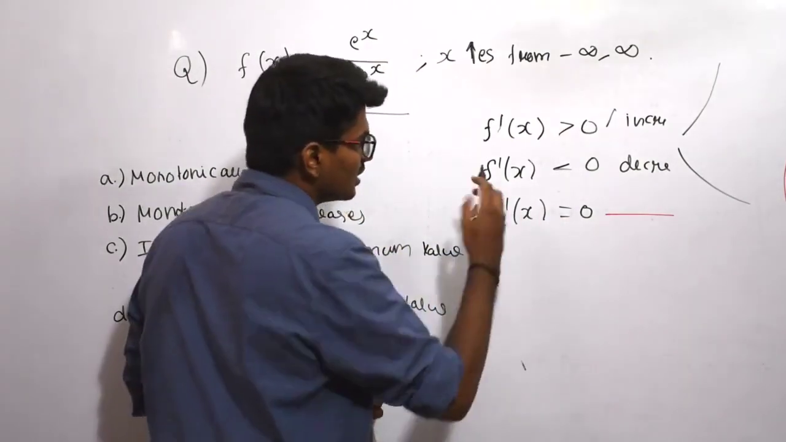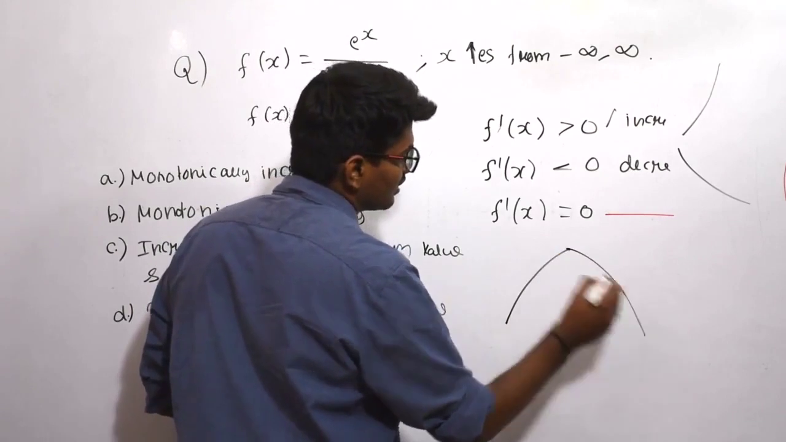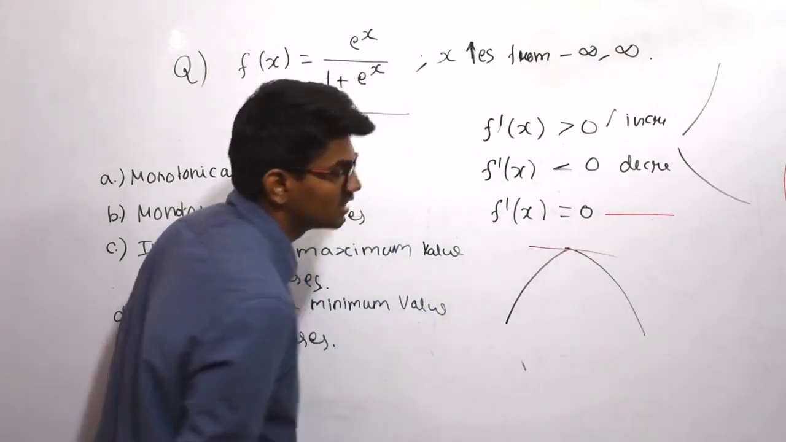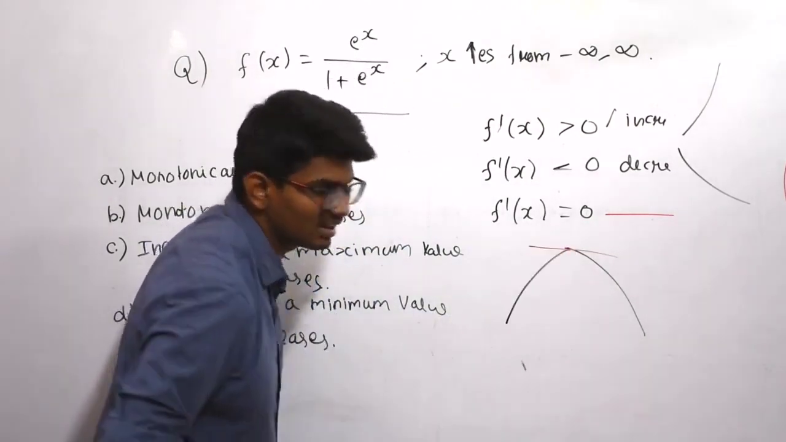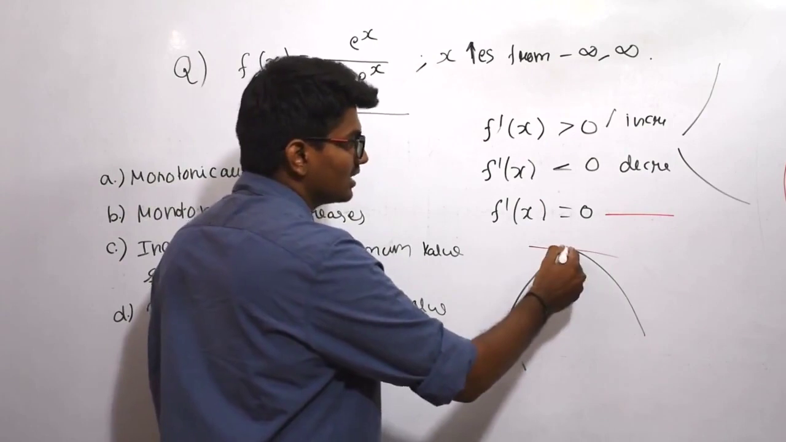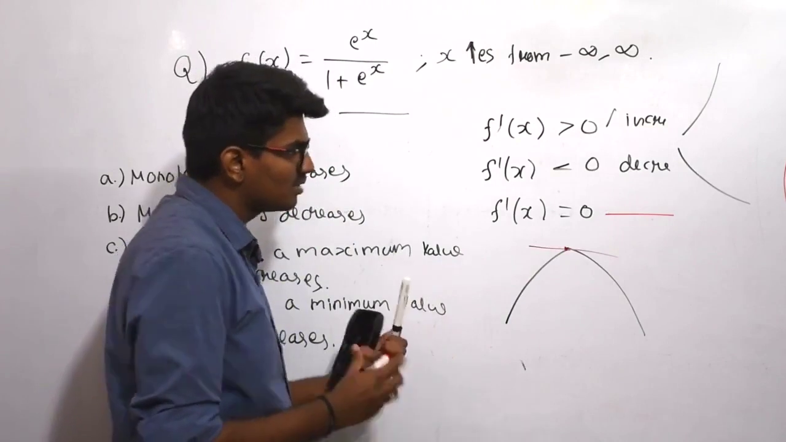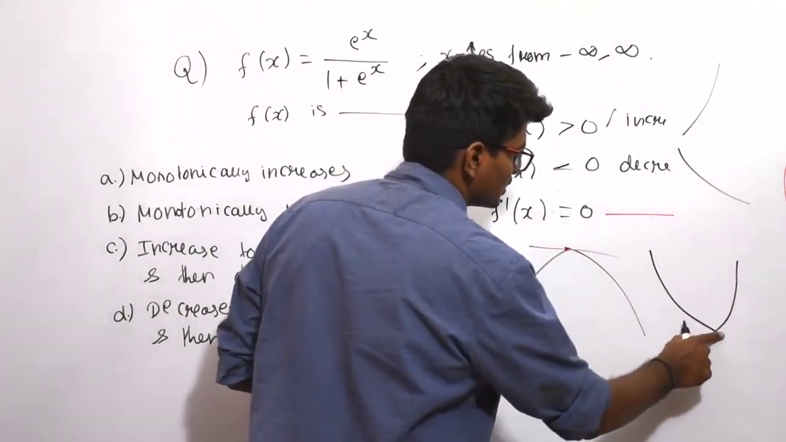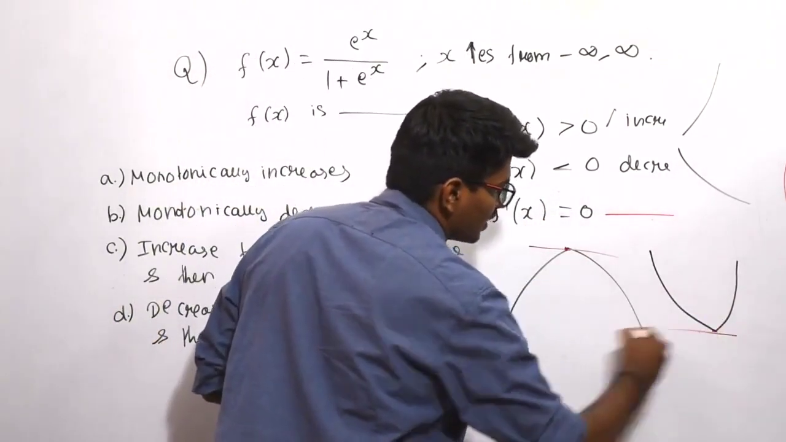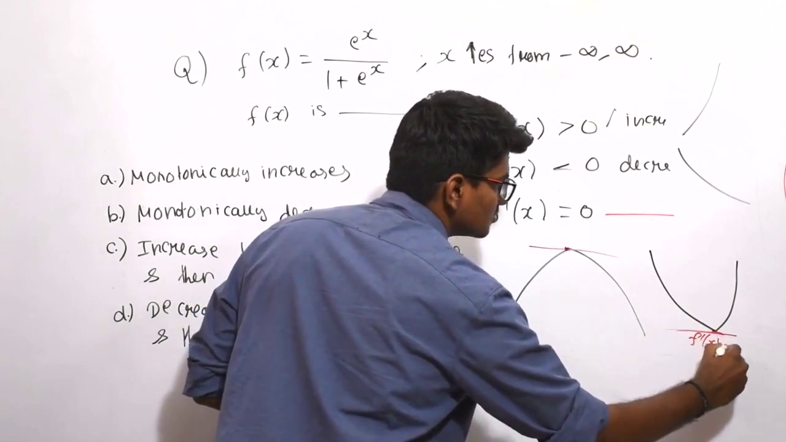What is that possibility? f dash of x equal to 0 means the slope is becoming 0. There is a possibility that the curve could increase, reach some value, and then decrease. If I draw a tangent at this point, the tangent is parallel to the x-axis, which is nothing but the slope being 0. That is, f dash of x at this point is 0. So that is the maximum value. When it reaches the maximum value, at that point f dash of x becomes 0. The same applies here: it is decreasing and then increasing, and when it reaches the minimum value, if I draw a straight line, the slope value is 0, which is nothing but f dash of x being 0.